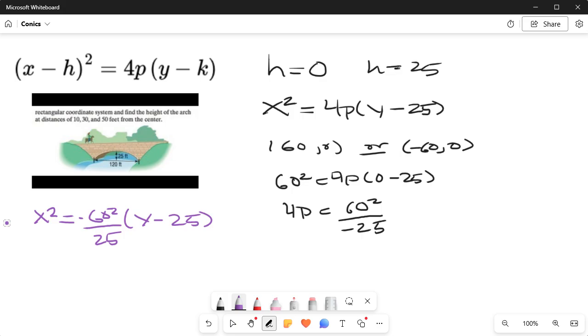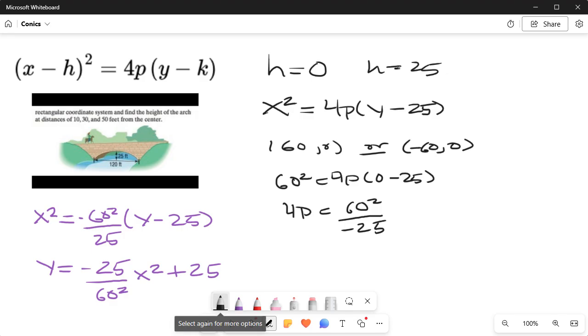Now, if we're trying to find specific heights, then we only need to look at how far out we go, for example 10 feet, 30 feet, 50 feet from the center. So for that, we have to substitute x. If we solve for y, it's going to equal negative 25 divided by 60 squared, multiplied by x squared, plus 25. That's interesting because it tells us that the height of the arch is defined by this equation that we have right here.